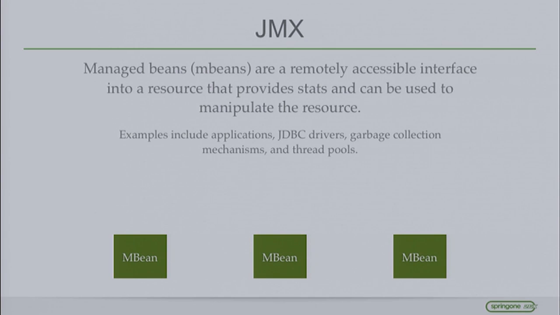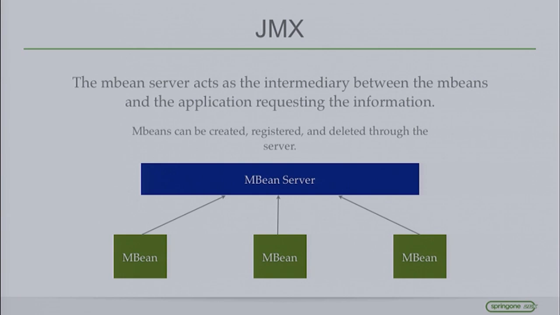Examples are applications, JDBC drivers, garbage collection mechanisms, thread pools. There's a core set of JMX metrics that are provided with the JDK, and each app server generally also provides a set of JMX metrics, and those are very different. They change with each application server, so it really depends what application server on what JMX metrics will be provided by default.